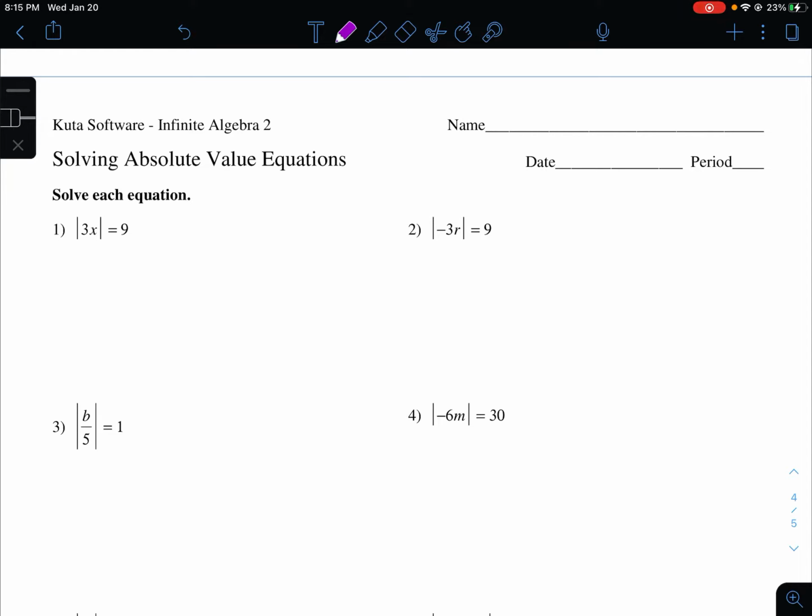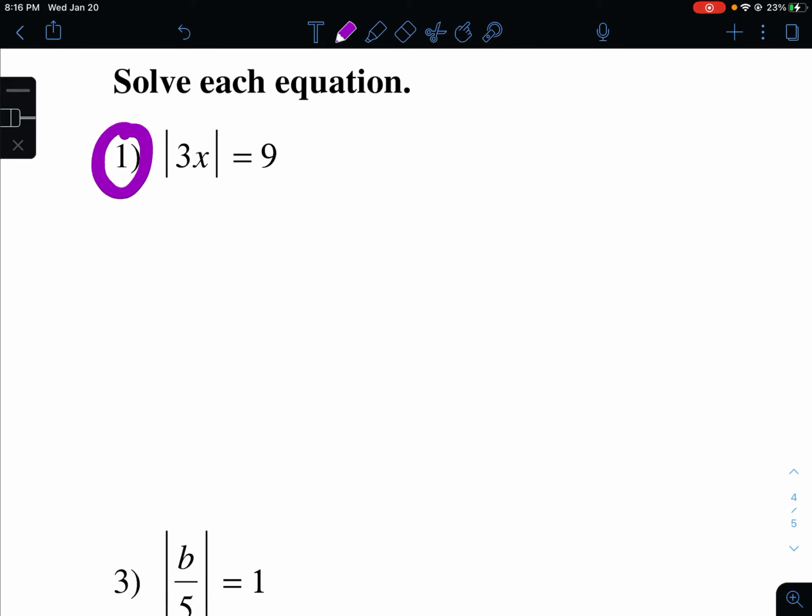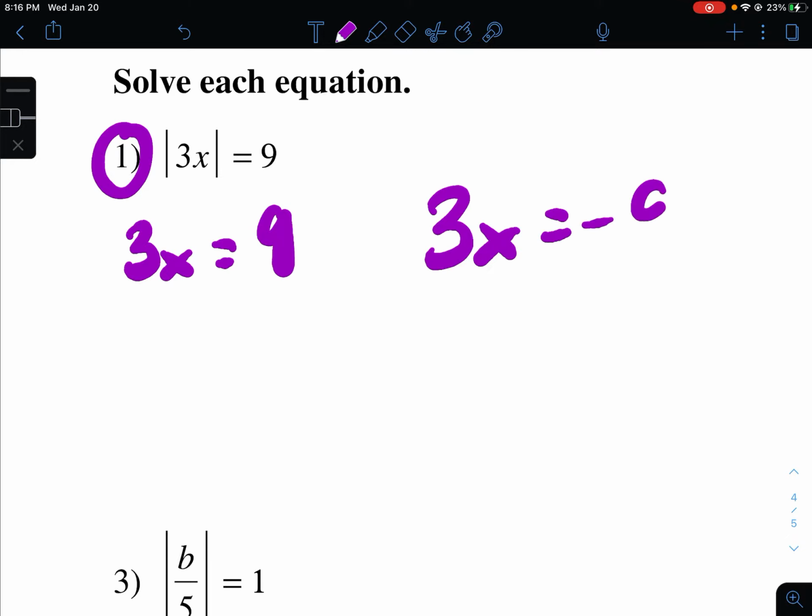So let's go ahead and just do problem 1 first. If you notice, the absolute value is already isolated, so we don't have to do much work there. Now, all we have to do is take what's on the inside and set it equal to positive 9, and then take what's on the inside and set it equal to negative 9.